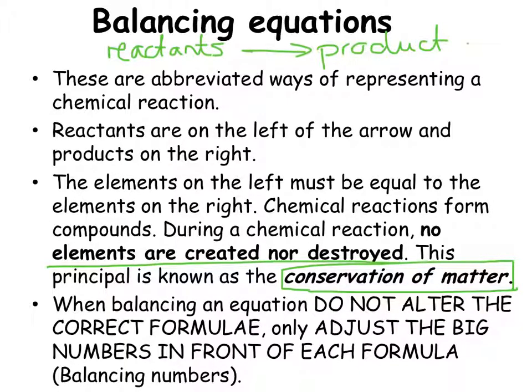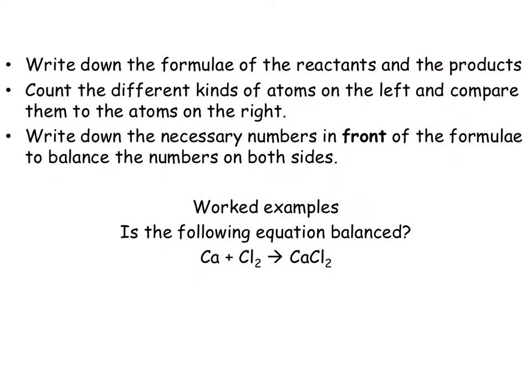When you are writing a balanced equation, do not alter the correct formulae. Only adjust the big numbers in front of each formula. Now, we did this last year, so it really shouldn't be difficult. Write down the formulae of the reactants and the products, and then count the different atoms on the left and the right and compare them. And then make adjustments. You only write numbers in front of the formulae. So you can't just put in some little extra subscripts whenever you want to. You know, you wanted 2 Cl, so you put a little subscript 2 there. Anyway, let's look at a real example.